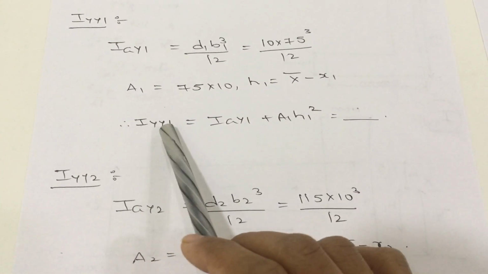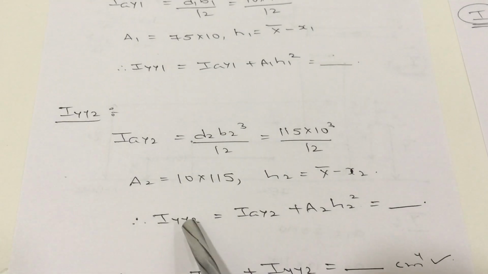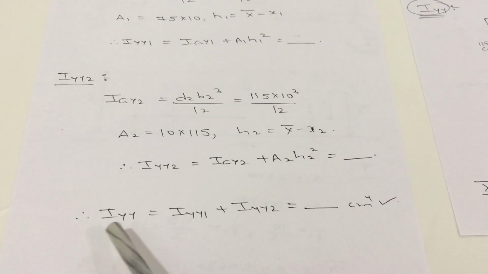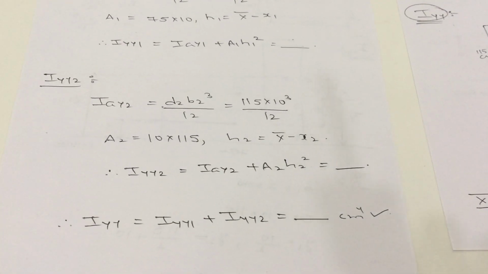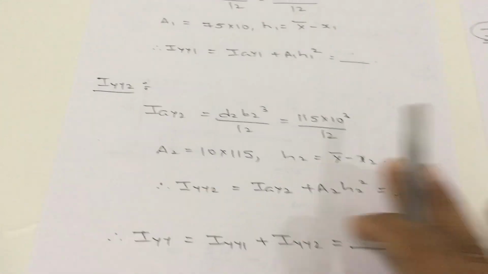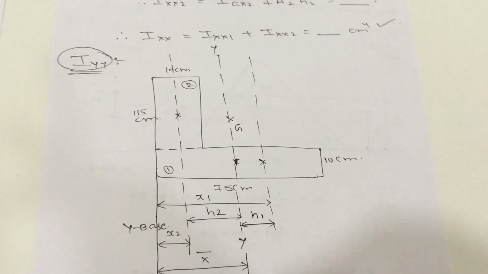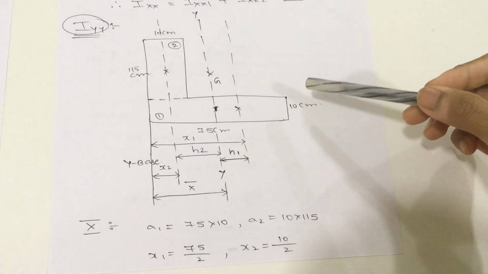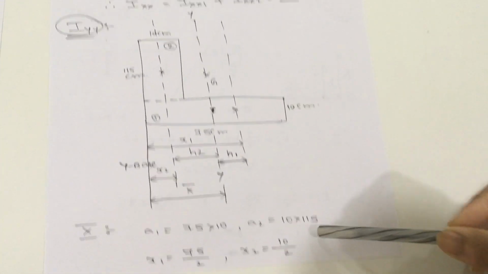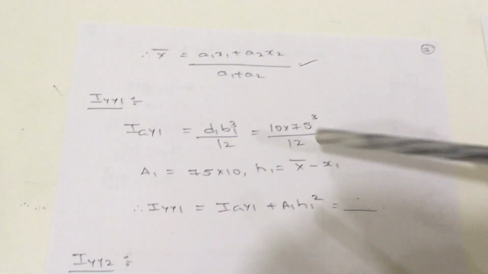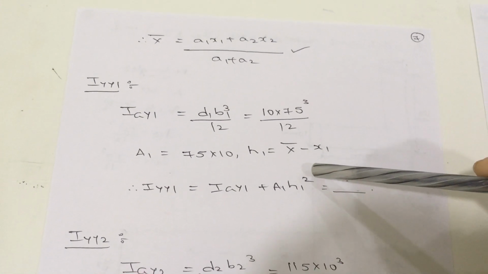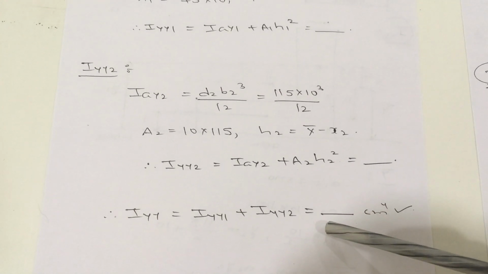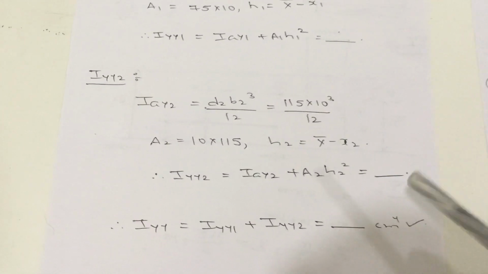So we got IYY1 value, IYY2 value. By adding these two values, we can get the total IYY value of the complete L section. So this is the IYY calculation process. IYY main diagram and X bar calculation. Next, IYY1 calculation. Next, for the second section. Next, total IYY for the L section.